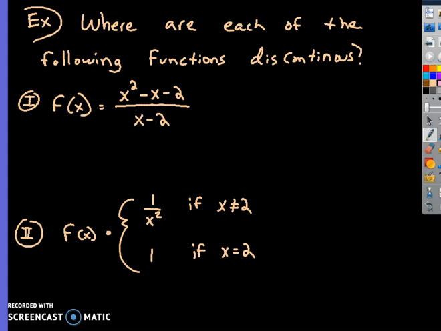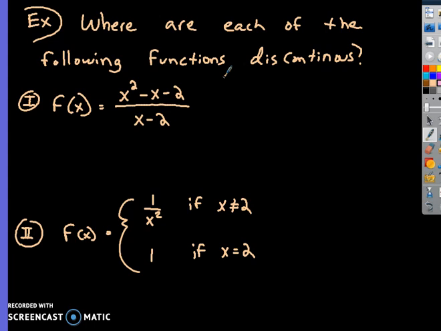In the last example, I gave you a graph right away, and we figured out where it's discontinuous. This time, I'm giving you equations. You're going to figure out where those equations are discontinuous. I would always kind of start with the graph. It's always a good place to start so I can have a good understanding of what the function is going to be doing. But anyway, it says, where are each of the following functions discontinuous?